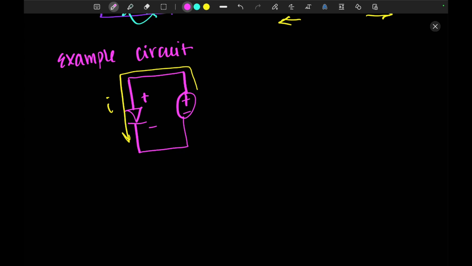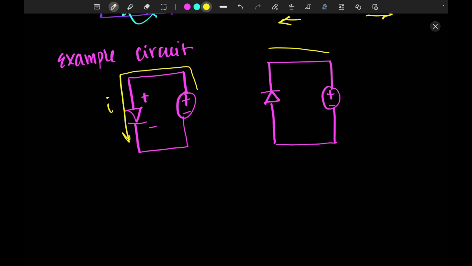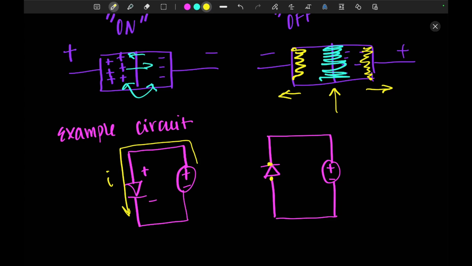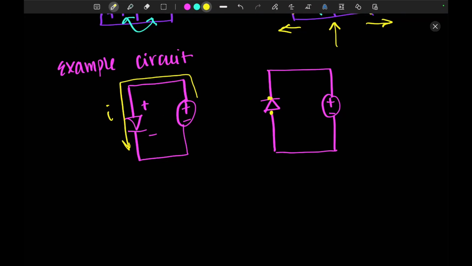Everything's looking dandy. And then if I flip it around, what's going to happen is no current is going to flow. So this is as if it were open. Not actually open. It's this situation right there. But hopefully that gives a little bit of an overview, I guess.